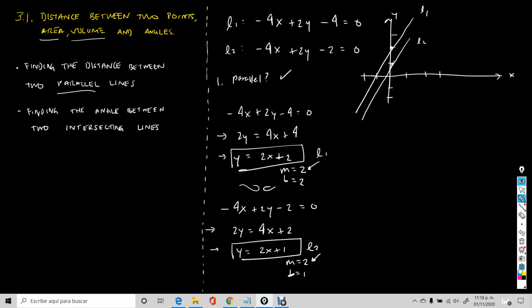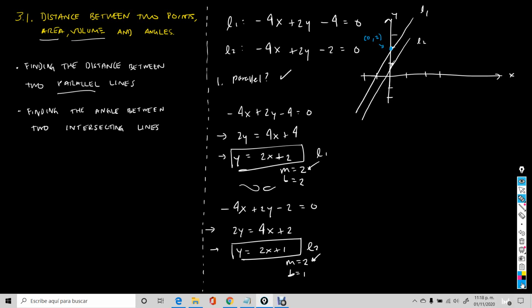What else do we have to do? The next thing you have to do is this. You're going to locate any point in any of these two lines. For example, take L1 and locate one point that belongs to such line. For example, this intercept right here. What is that intercept? That intercept is the point 0, 2. So this point 0, 2 belongs to L1. Make sure of that. It's very simple to see. All you have to do is give x the value of 0, and you're going to get the value of 2 for y.